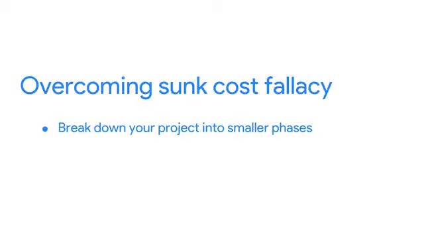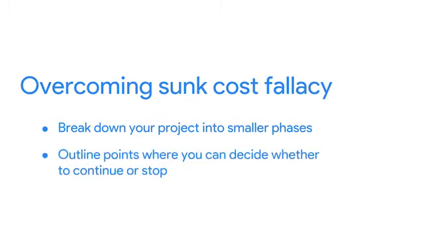You might have invested hours into designing a new feature, but then learn that the feature doesn't really address a user problem. It's easy to keep working on a design that you've invested time into, but ultimately, you need to focus on work that positively impacts users. To avoid the sunk cost fallacy, break down your project into smaller phases and then outline designated points where you can decide whether to continue or stop. This allows you to go back based on new insights before the project gets too far along.